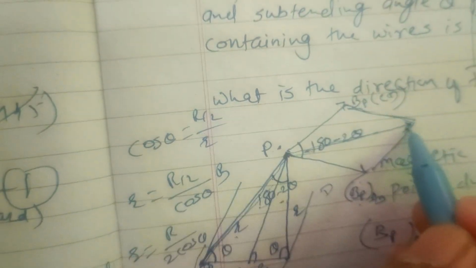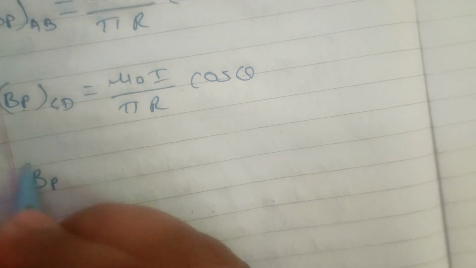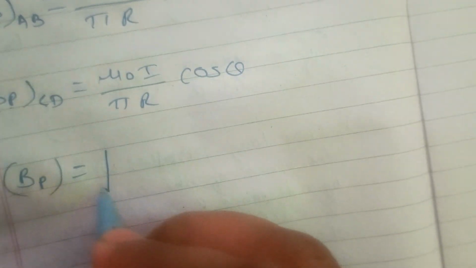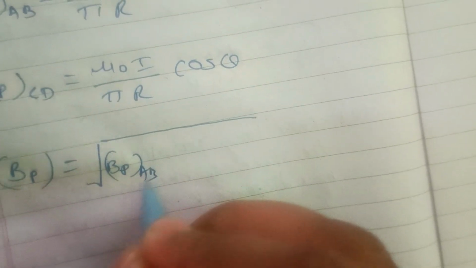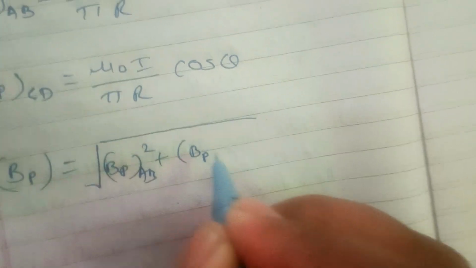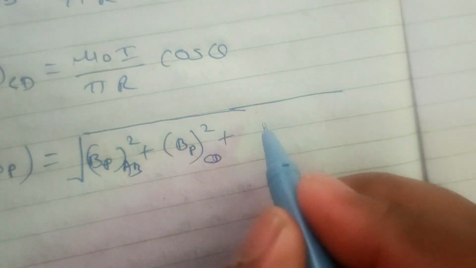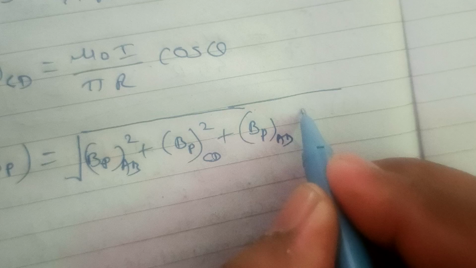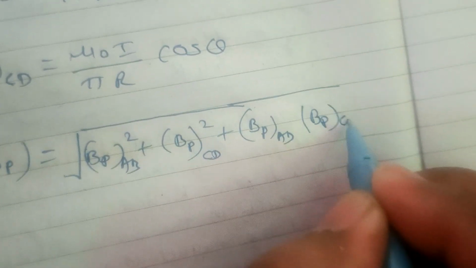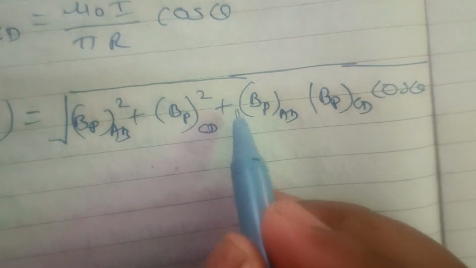So this resultant magnetic field we have to find. We say the resultant magnetic field B at P is equal to the square root of the magnetic field at P due to AB squared, plus the magnetic field at P due to CD squared, plus 2 times the magnetic field at P due to AB into the magnetic field at P due to CD into cos of the angle between them. Here the 2 is also there.